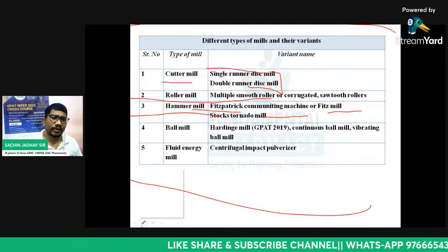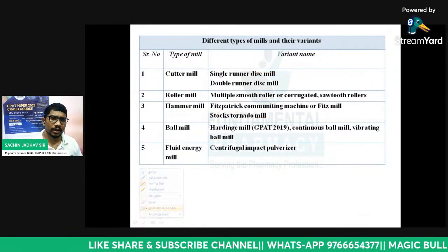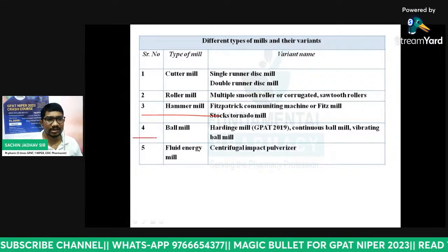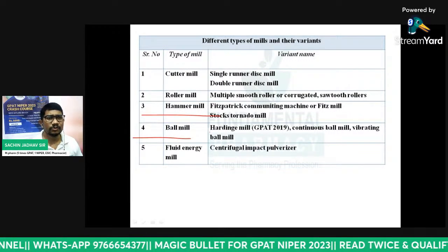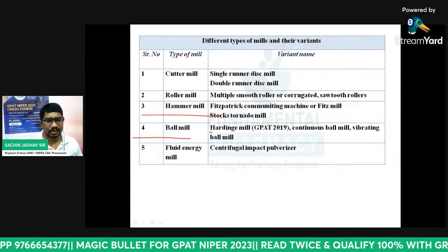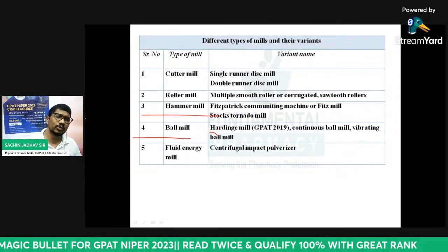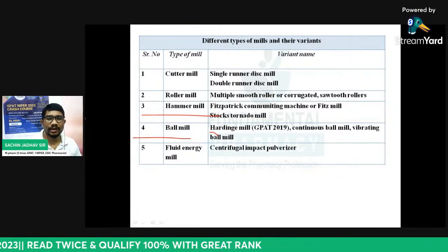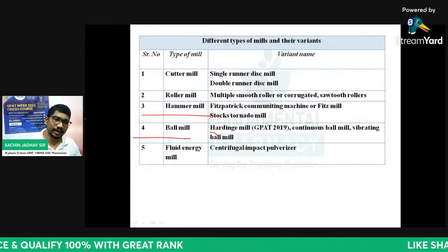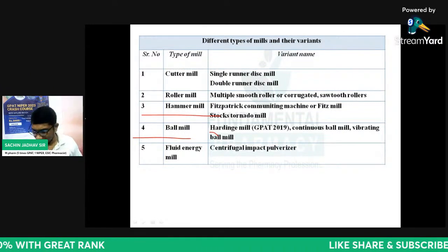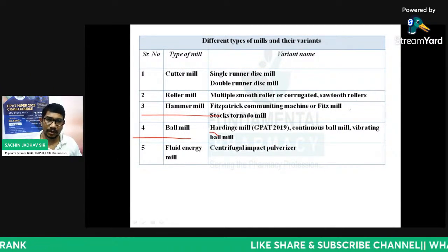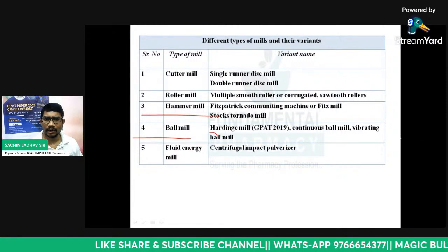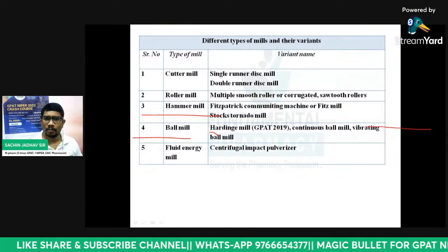हैमर मिल का वेरिएंट क्या होता है? स्टॉक्स टोर्नेडो मिल, पैटर्न मिल. Now ball mill का वेरिएंट क्या है? What is the variant of ball mill? वेरिएंट मींस व्हाट? वेरिएंट मींस सर्टेन चेंजेस. जो ओरिजिनल मिल है उसमें कुछ चेंजेस करके अपने विजिबिलिटी के अकॉर्डिंगली वो चेंज किया तो उसको बोलेंगे वेरिएंट. तो बॉल मिल का वेरिएंट होता है हार्डिंज मिल. Ball mill has variants of Hardinge mill, then continuous ball mill and pebble ball mill.